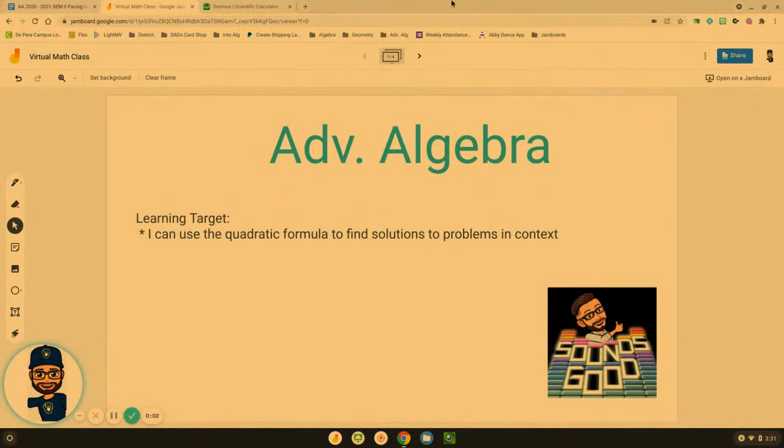Hello, advanced algebra students. Welcome back to another video lesson on the quadratic formula, where we are now going to be using a calculator, or even Desmos for that matter, to help us find the solutions to more contextualized problems with objects falling or being thrown, objects in motion.